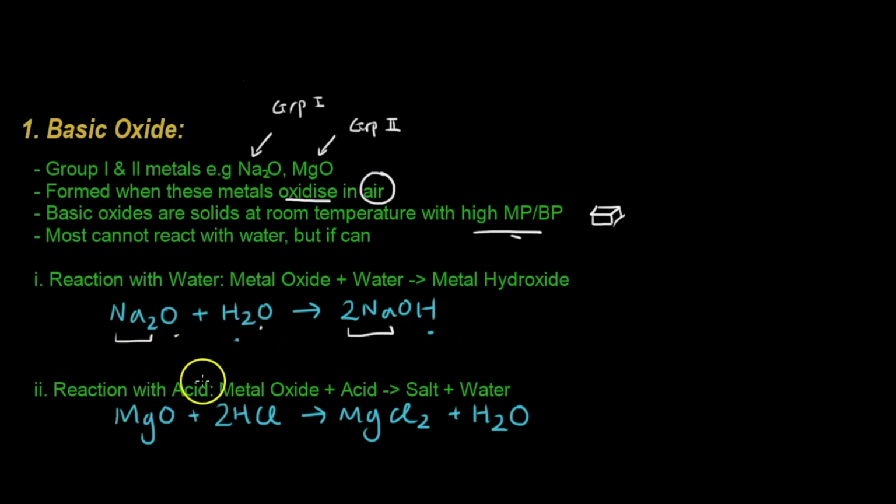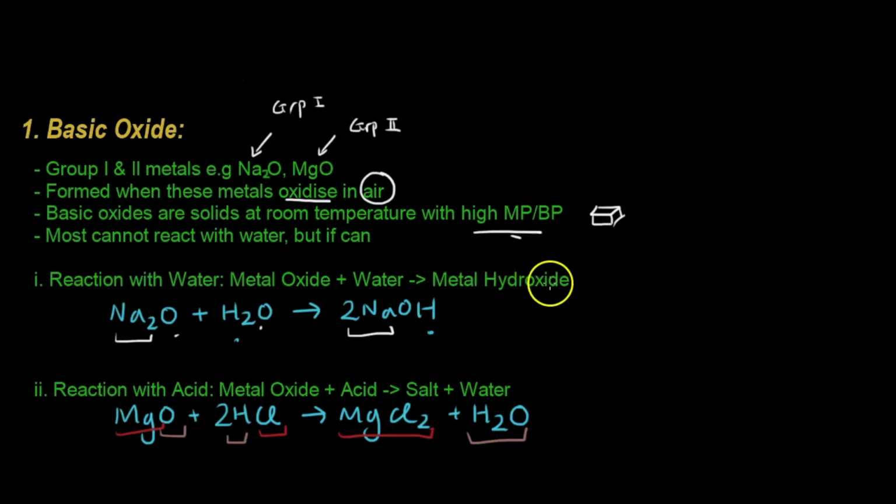Next is reaction with acid. Because they are basic, alkaline, they can react with acid, because of neutralization. So what happens is, as we have seen in the previous video, Mg will take Cl and form MgCl. The remaining will just form water. And this is neutralization. So that is all for basic oxide.